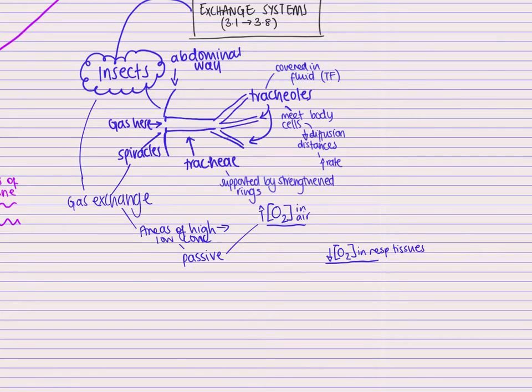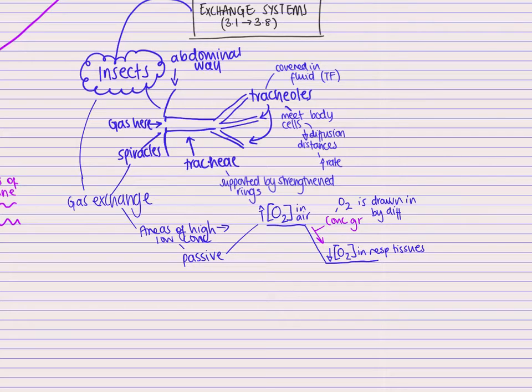And what we can see there is that between the outside air and the respiring tissues, there is a concentration gradient that I'm just going to label here. And that concentration gradient means that oxygen is drawn in by diffusion through the spiracles, into the tracheae, into the tracheoles, and then into the cells.